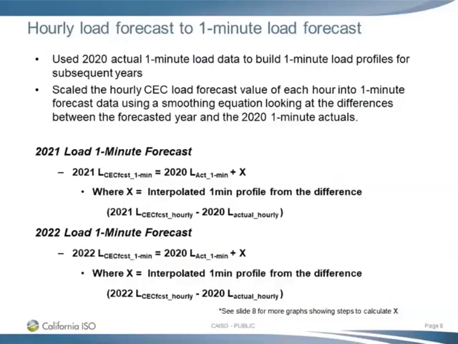So in slide 9, what we do is we take that X, which is the minute-by-minute variability that we see, and first we generate 2021, in this case, 2022, 2023, and 2024. But the approach is the same. We take the 2020 actual 1-minute data, we add that X value that we calculated, that we explained in the previous slide, and that's how we come up with the minute-by-minute load profiles for the subsequent years. So let me pause there for a second to see if anyone has any questions.